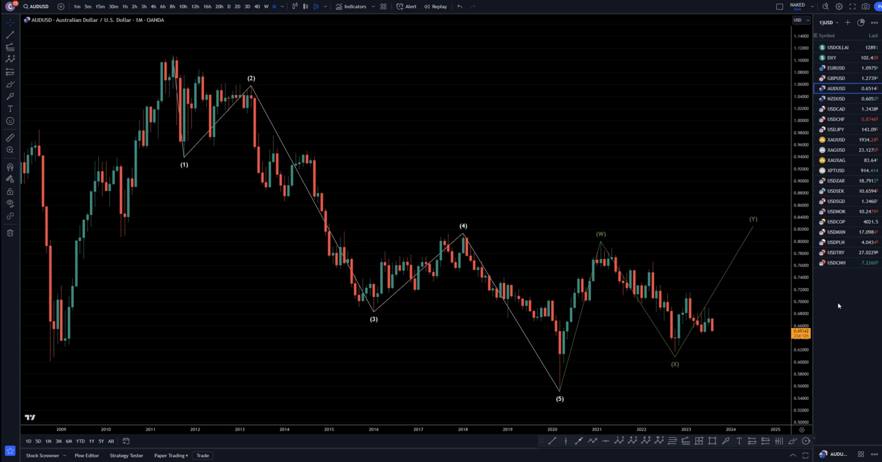Today is Tuesday, August 8th, and I'm going to be analyzing the Aussie US dollar, starting on the monthly, working my way down to the 1 hour time frame.